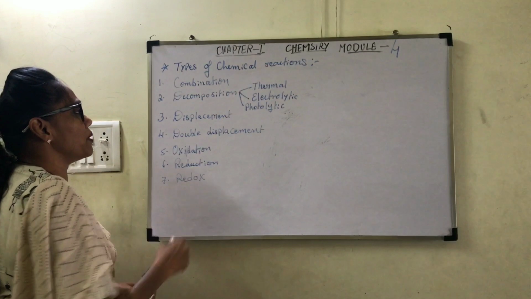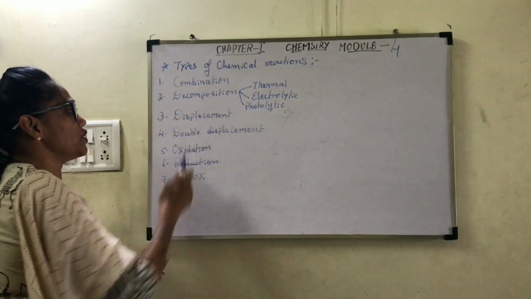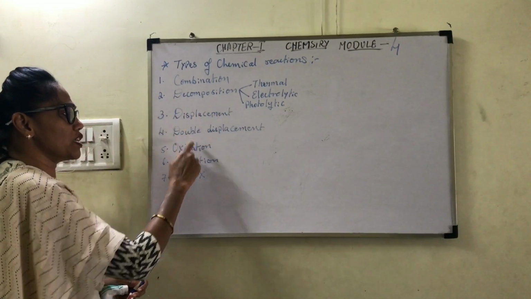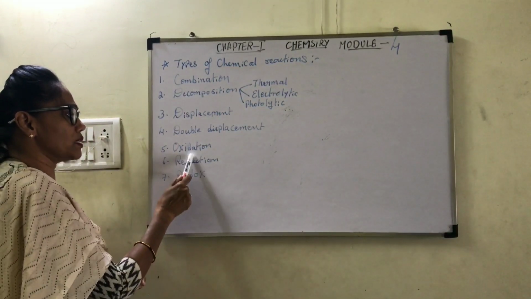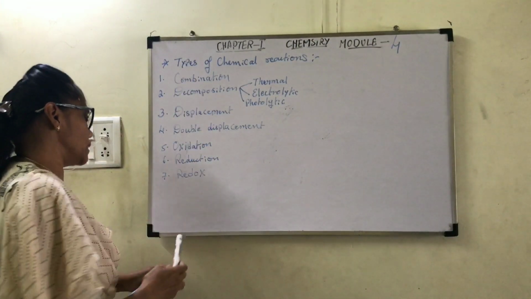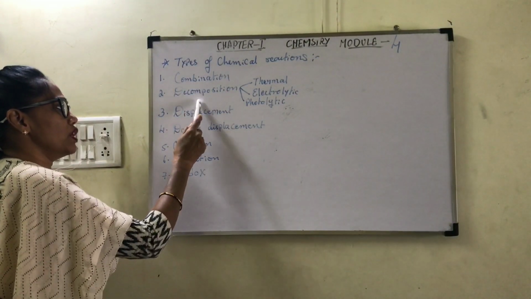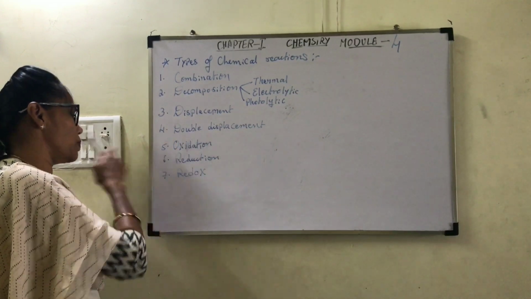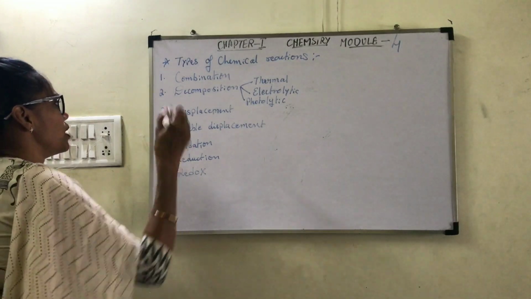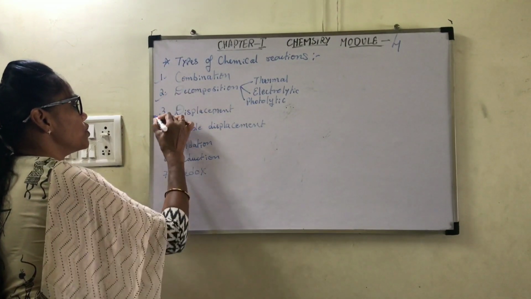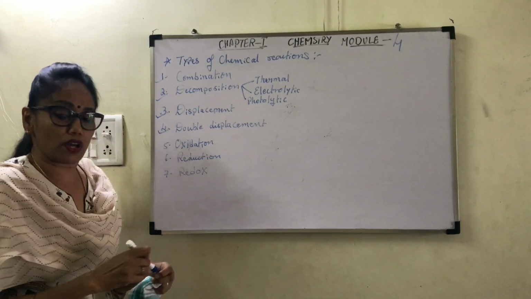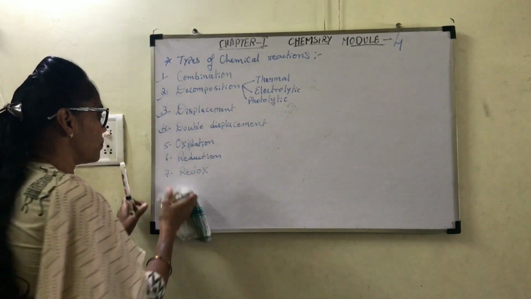The types of chemical reactions are combination reaction, decomposition reaction, displacement, double displacement, oxidation, reduction, and redox. Today we are going to learn combination, decomposition, displacement and double displacement. We shall see oxidation, reduction and redox in the next class.